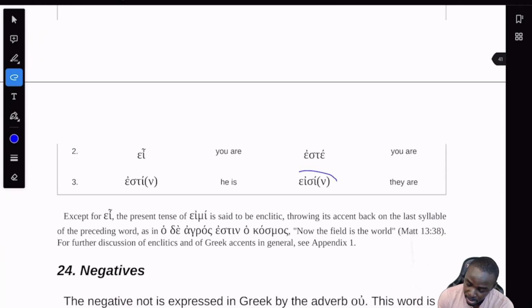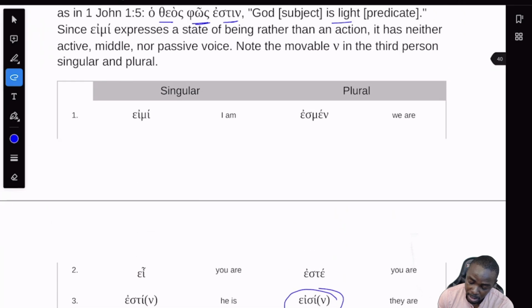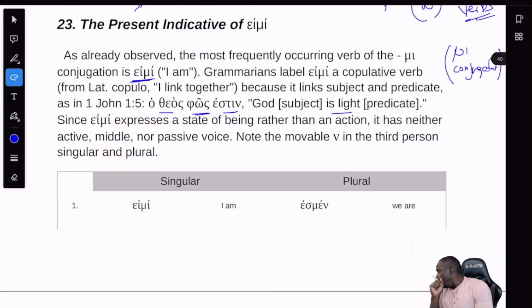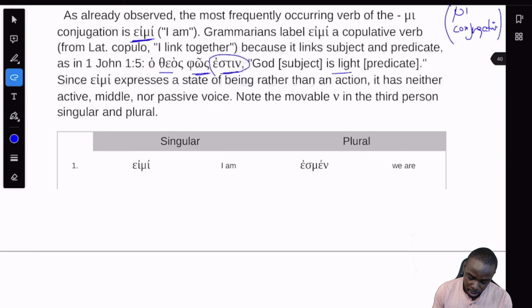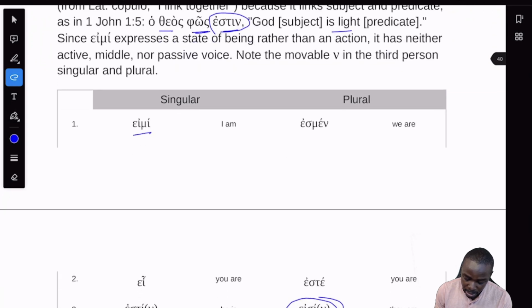So here you go again. Here's the movable nu, third person singular and plural. So in this case, it is linking God and light. So that is how they say it's a copulative. It links together, right? So first person singular, eimi. Second person, ei. Notice the circumflex over the iota. Third person singular, esti, and it could be estin.